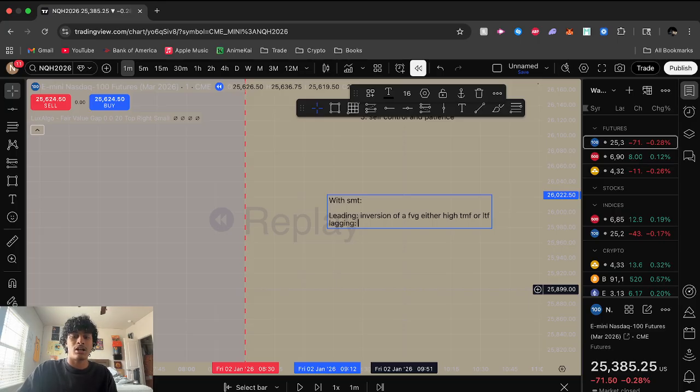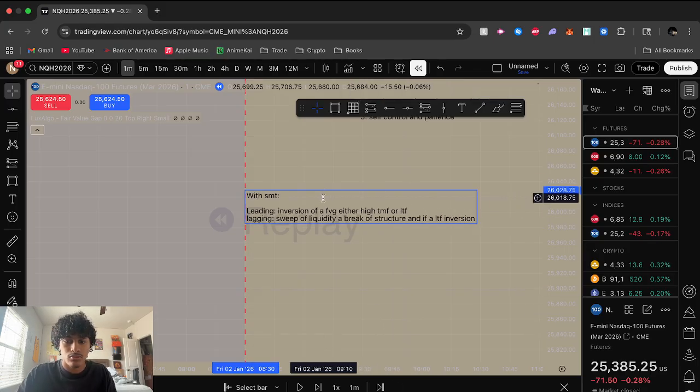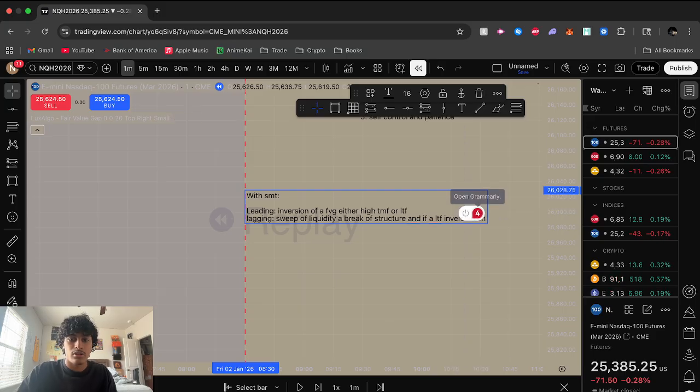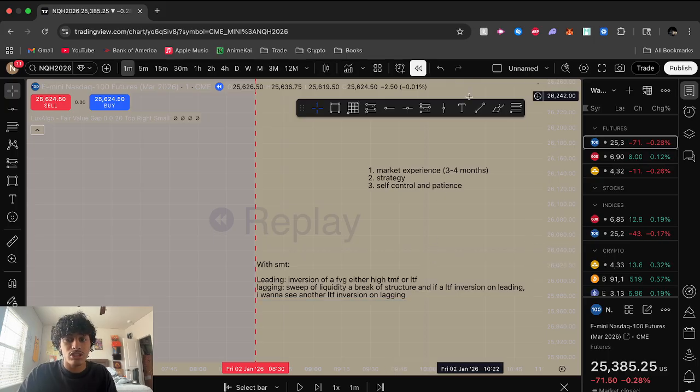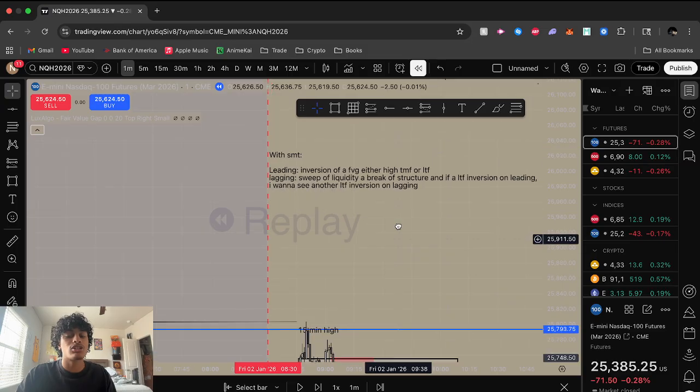On the lagging, I want to see a sweep of liquidity, a break of structure, and if a low time frame inversion on leading, I want to see another low time frame inversion on lagging, just for further confluence. Another rule of this is 1 to 2 trades a day, right? If you take a loss, it's fine.